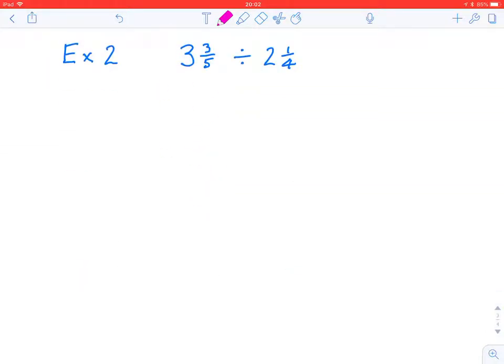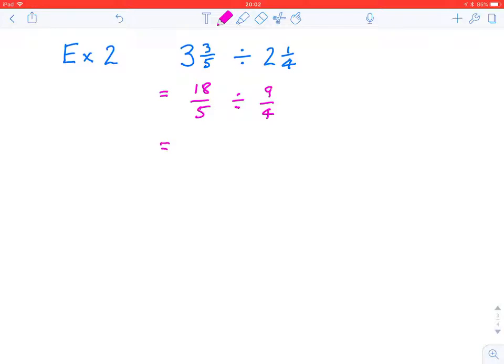Now an example on division. 3 3/5 divided by 2 1/4. Again we put them into improper fractions. So 3 times 5 is 15/5, and 3 extra makes 18/5. Divided by 2 4s are 8, that's 8/4 from the 2 whole numbers, and 1 extra makes 9/4.